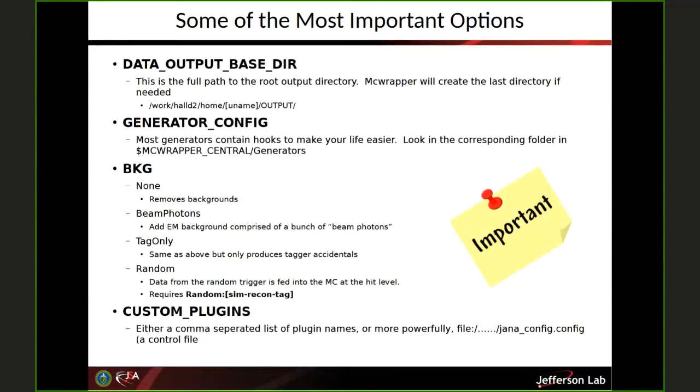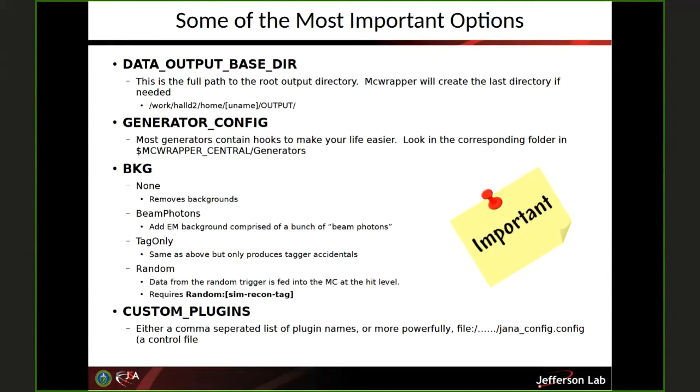Here I've listed the most important options. The output is the full path to the output directory. MC Wrapper will actually create the last directory if needed, so you can put in your final path. You don't already have to have that final directory. For example, in this case, output. You do not have to have output made. It will make it for you.